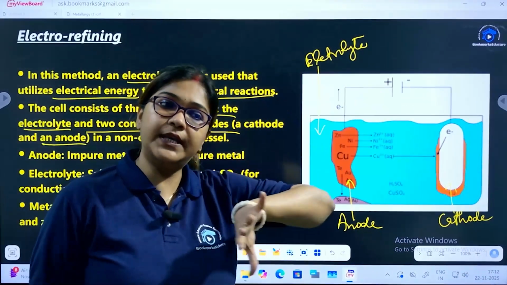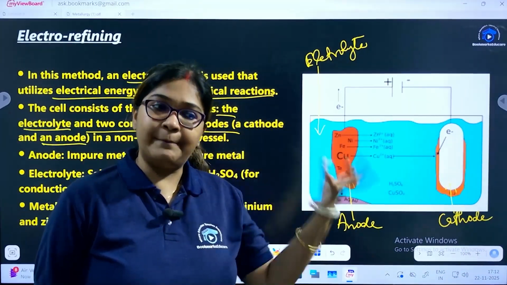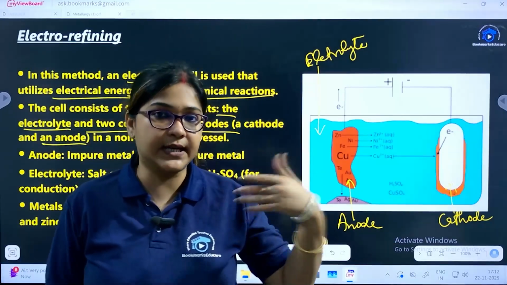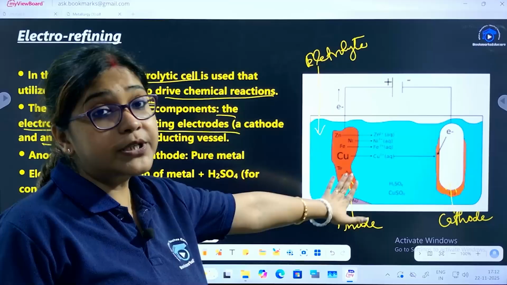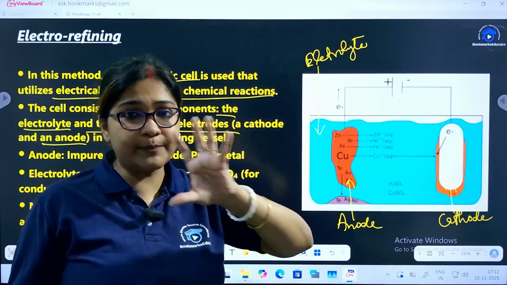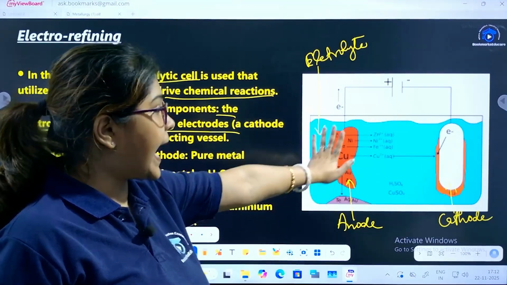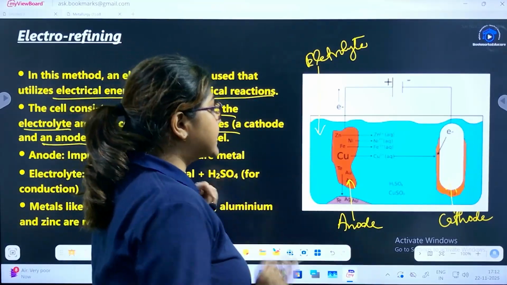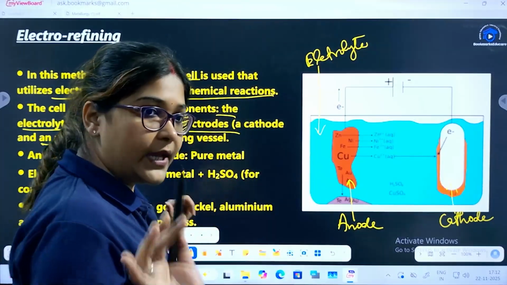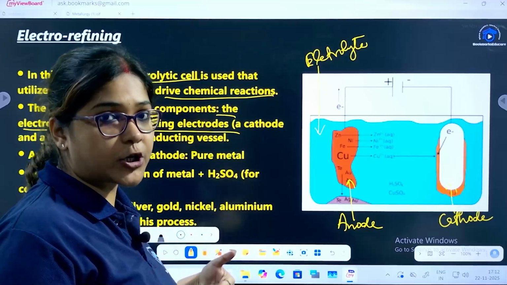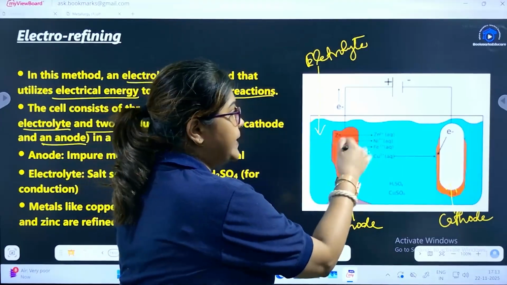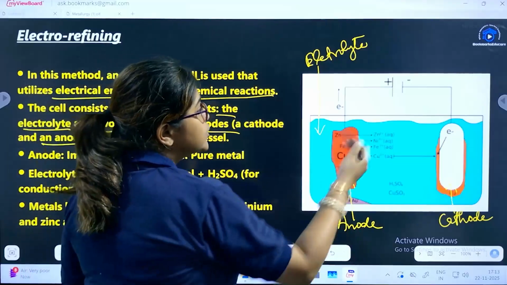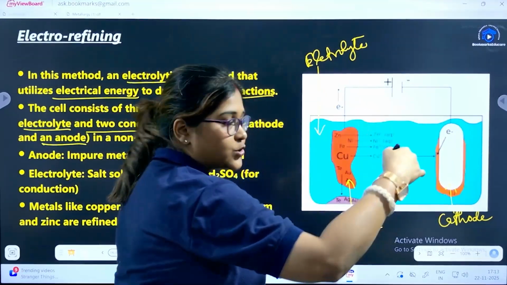The electrolyte is usually a solution of the metal ion, and it also contains sulfuric acid to increase the conductivity. The anode is usually the impure metal that I am taking and the cathode is the pure metal, right? Suppose I have copper, and I want to extract pure copper from the impure. Impurities can be zinc, nickel, iron, etc.